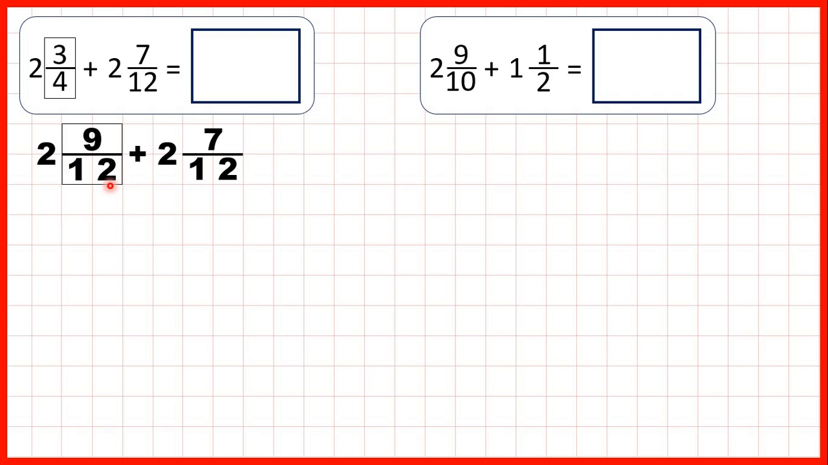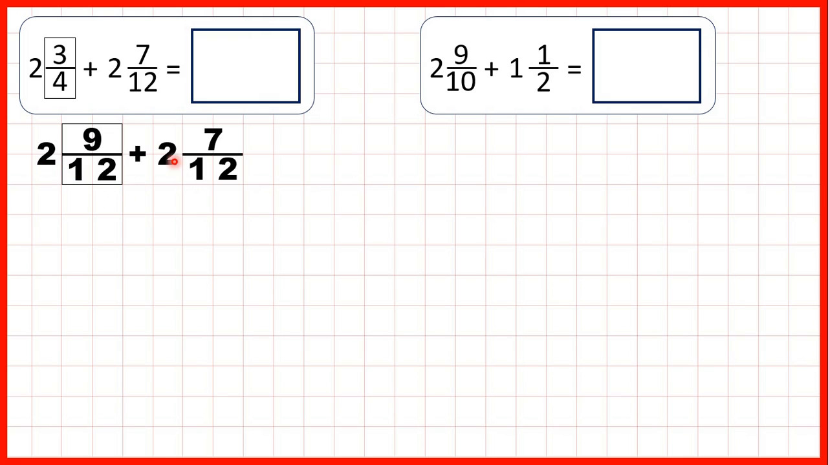We start by adding the fractions, and we know that when we add fractions, the denominator stays the same, and 9 plus 7 is 16. But we can't write 16/12 in our answer box because we can't have an improper fraction in a mixed number, so we need to use a slightly different method.